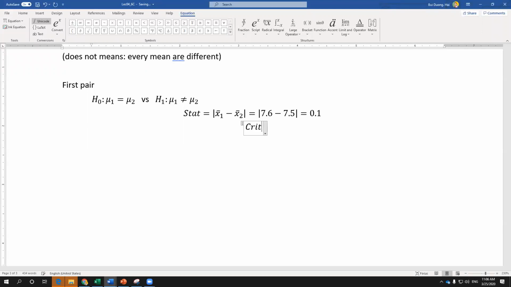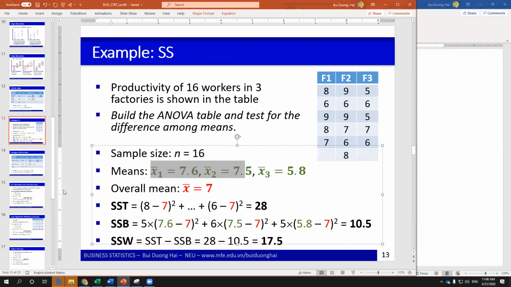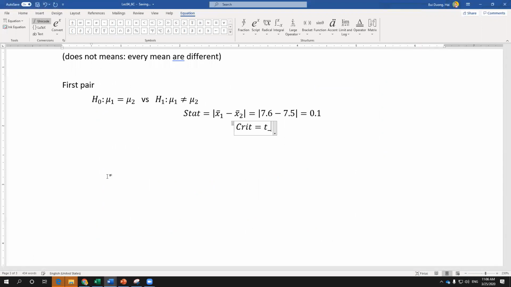Critical value. I copy the formula here: t with n minus k degrees of freedom, alpha over 2, times the square root of MSW times one over N1 plus one over N2.